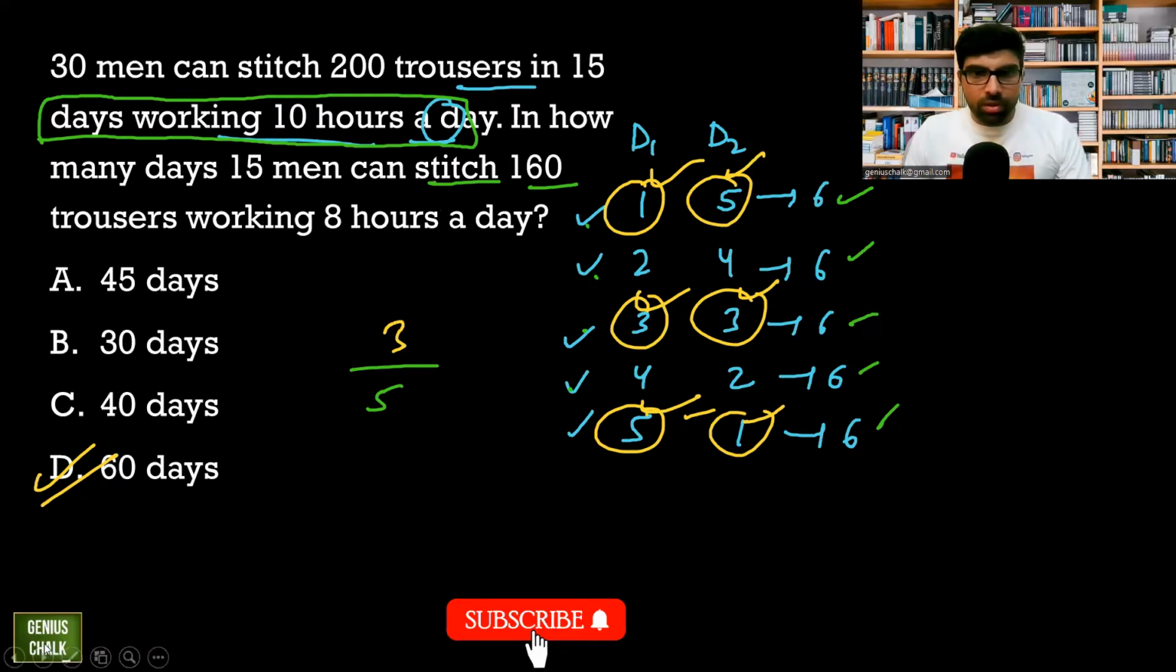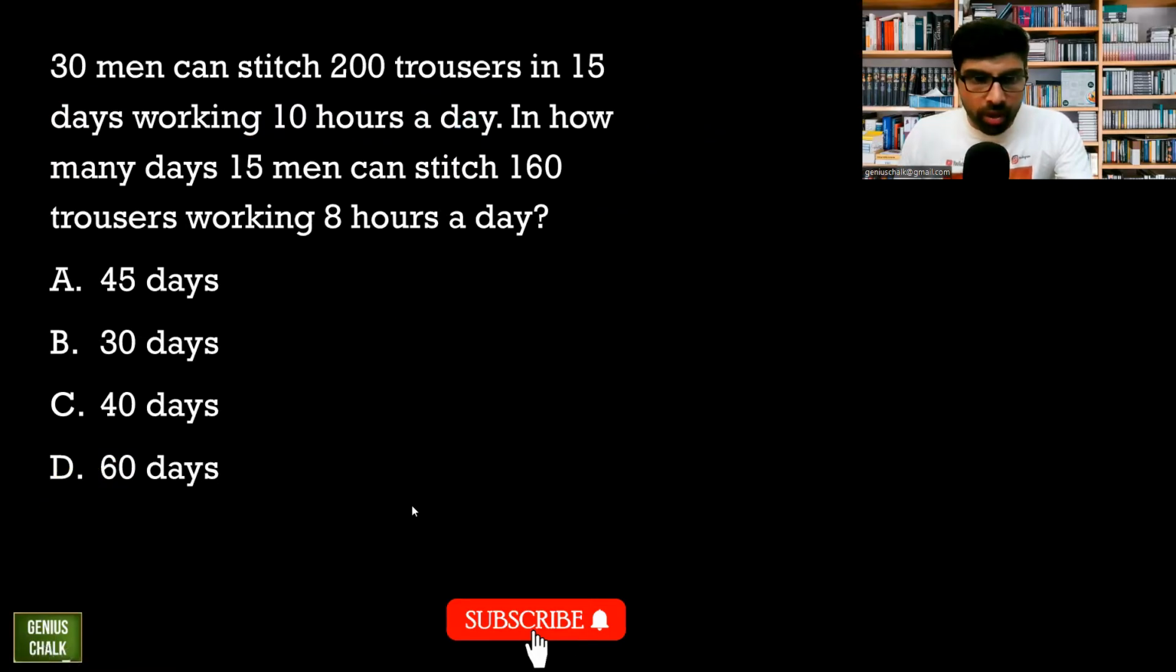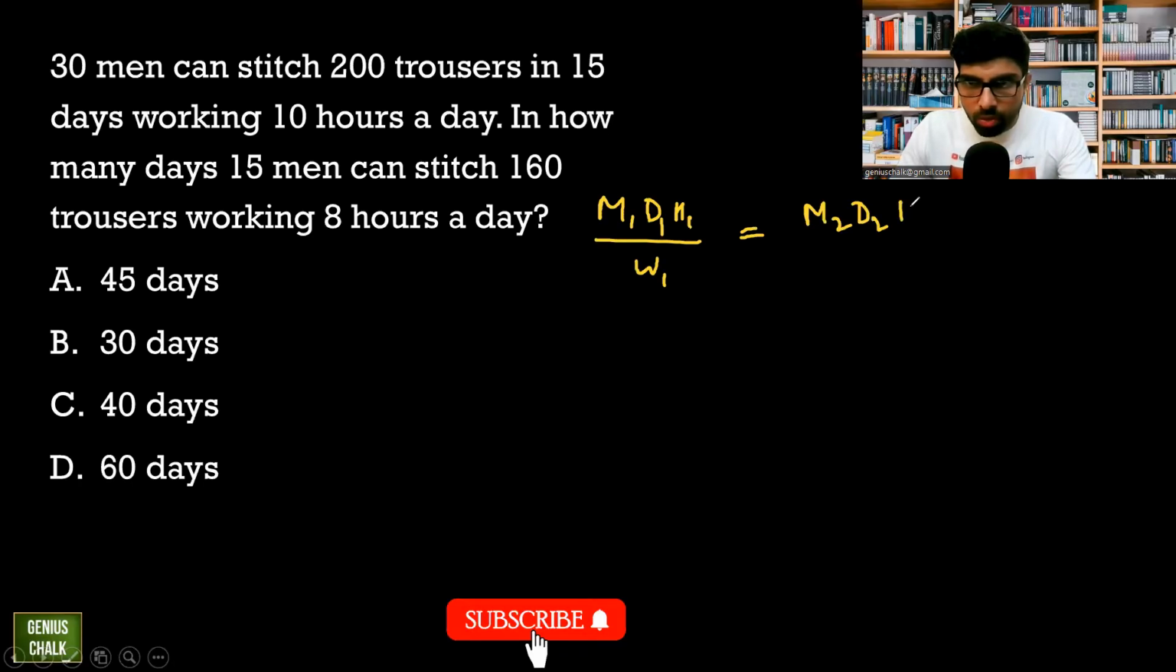Next, 30 men can stitch 200 trousers in 15 days. Whenever this situation occurs, always remember the MDH formula. What is that? Men Day Hour formula. That is M1 D1 H1 by W1 is equal to M2 D2 H2 by W2.